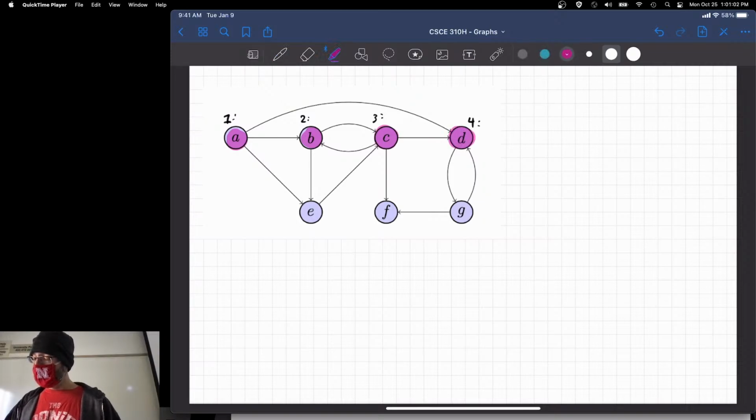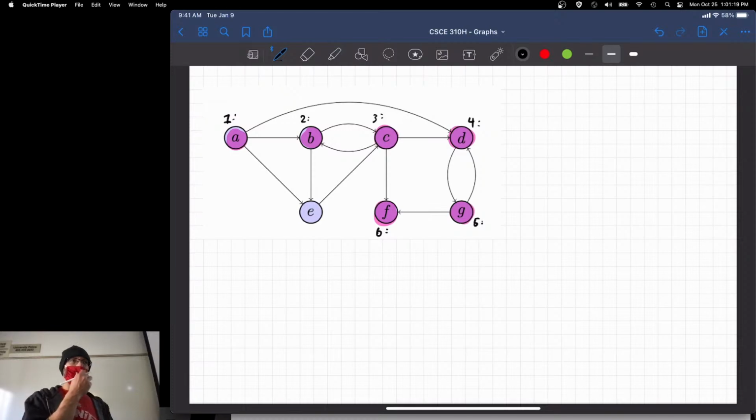Okay. Now where? G, my only choice. 5. Okay. And finally, not finally, but next, F. F is discovered at 6. Characterize F for me.